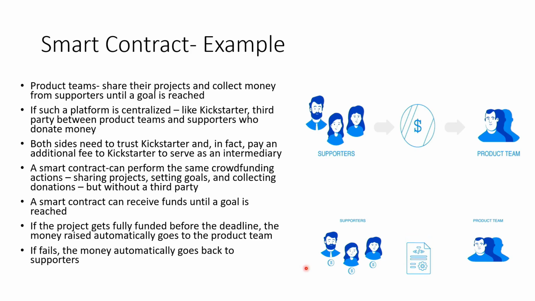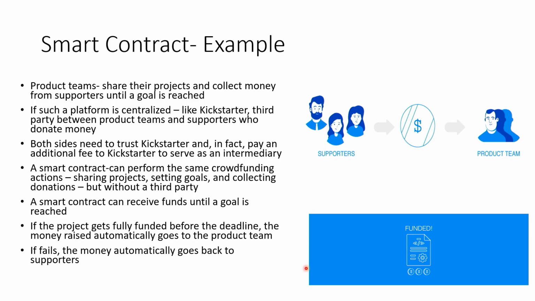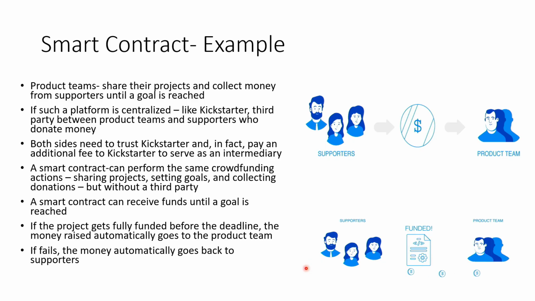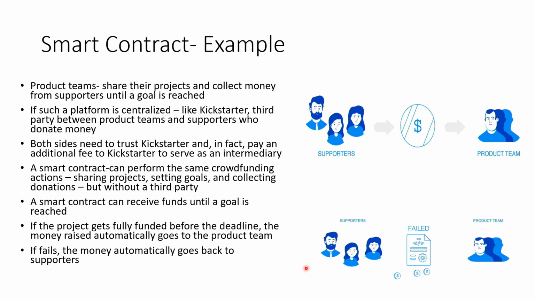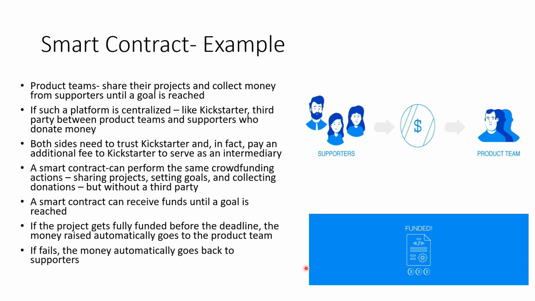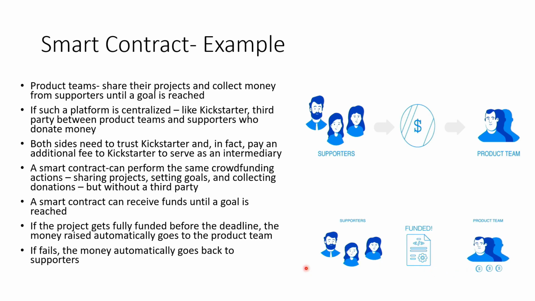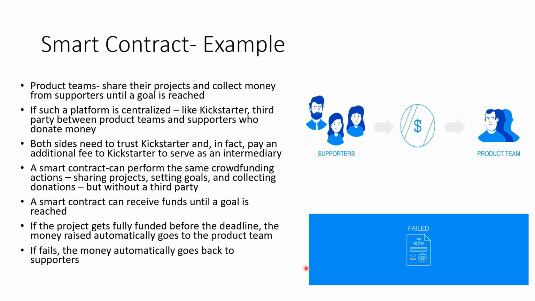If within the given timestamp the goal is reached, meaning this much money is collected by the contract by this time, then it will be forwarded to the product team by the smart contract. If the goal is not reached, then it will go back to the supporters. So the whole process is done by the smart contract, and as the smart contract is immutable, both parties have a trust building mechanism.